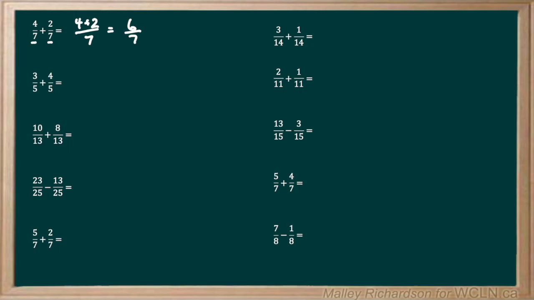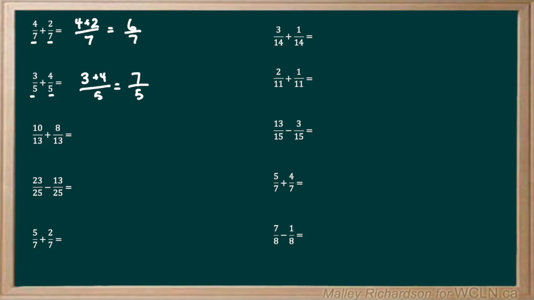Now let's move on to 3 over 5 plus 4 over 5. Again, they have the same denominator of 5, so we just have to add our numerators together. So we get 3 plus 4 all over 5. 3 plus 4 gives us 7, so we have 7 over 5. 7 over 5 cannot be reduced down any further, but we can turn this improper fraction into its mixed number.